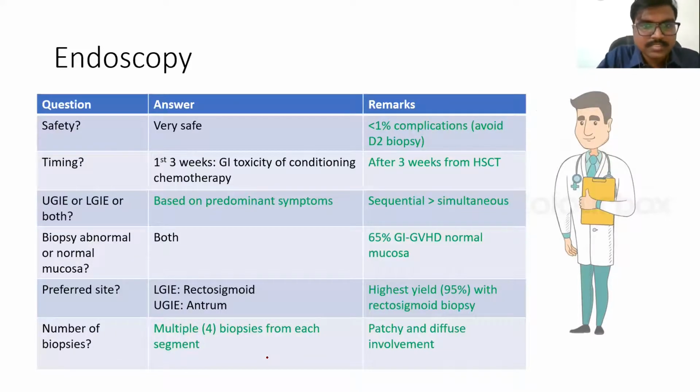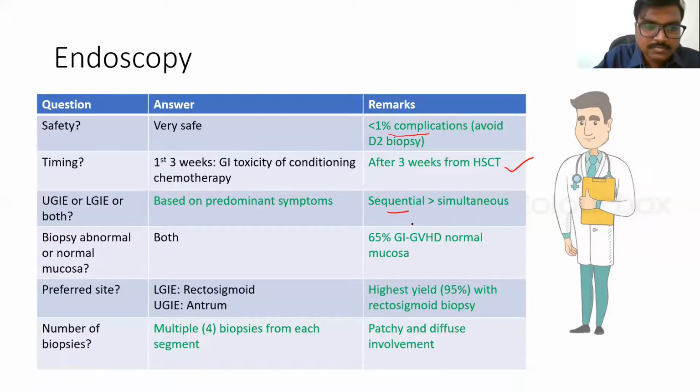Safety, we found that it was very safe, almost less than 1% complications, except for in neutropenic patients, it was 4%. In timing, in the first 3 weeks, the GI toxicity of chemotherapy is the predominant cause, and it is difficult to distinguish. So it is usually considered after 3 weeks of transplant. It should be based on the predominant system involvement. It has to be sequential rather than simultaneous.